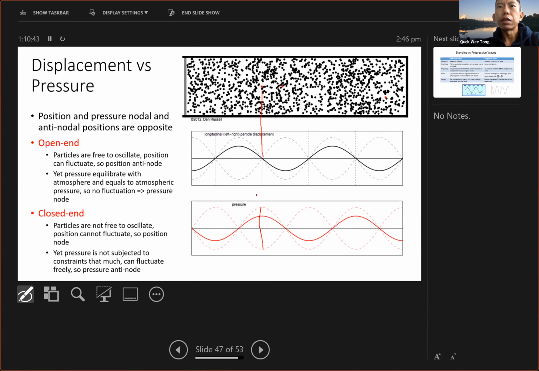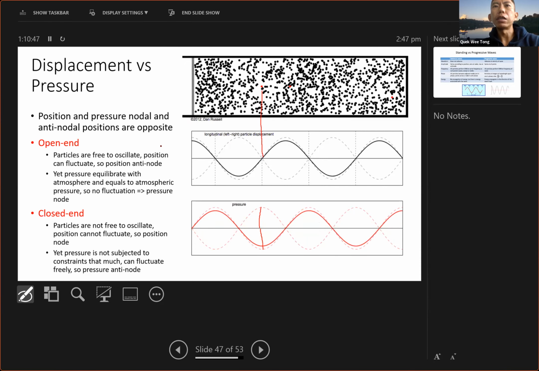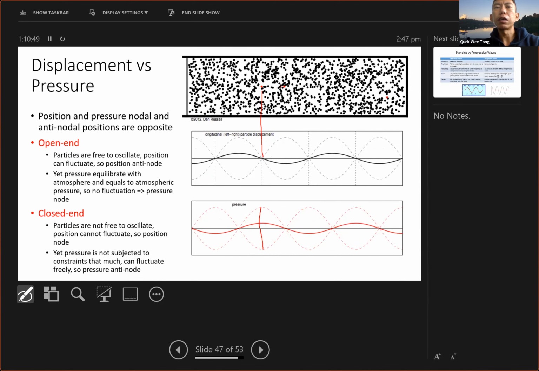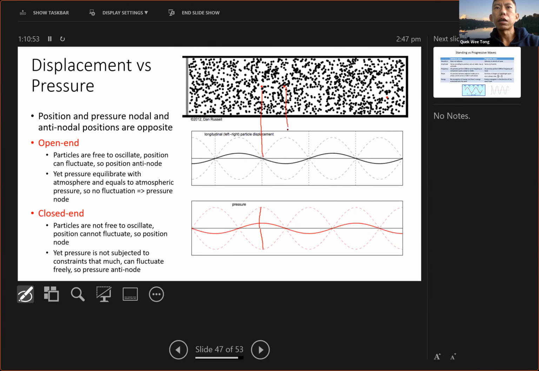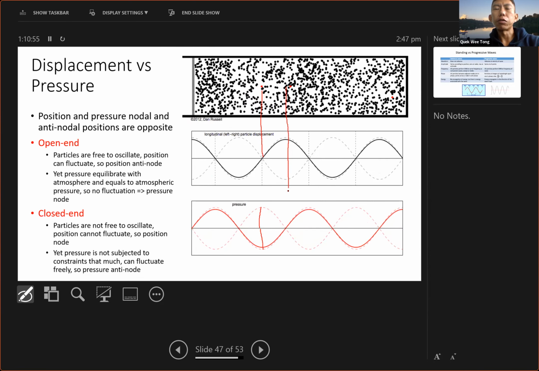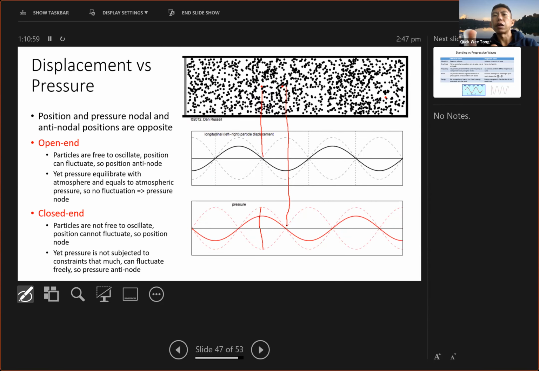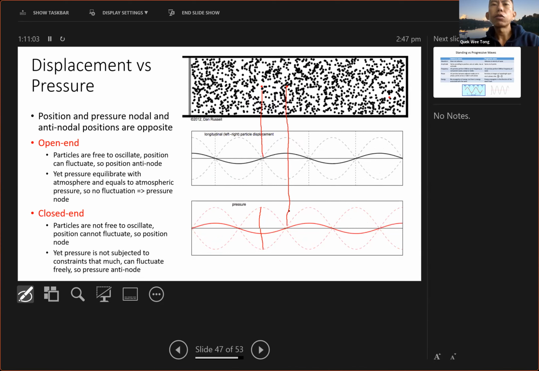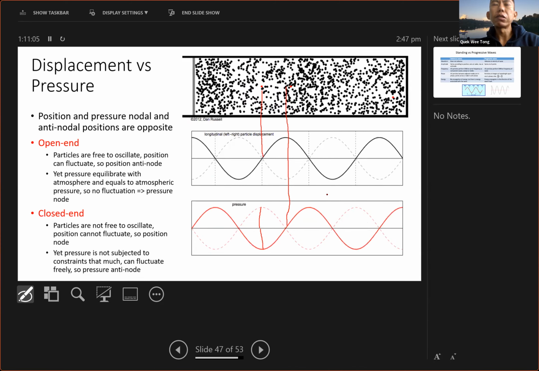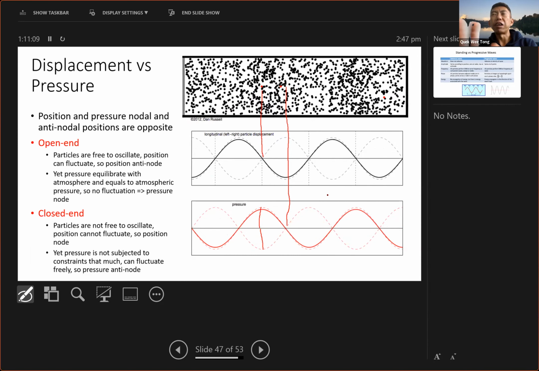On the other hand, the guy at the empty node is moving a lot. But by and large, his location, although people come and go, the average pressure is more or less always fixed. So where there is a displacement node, it is actually an antinode for pressure, because there is very little fluctuation.